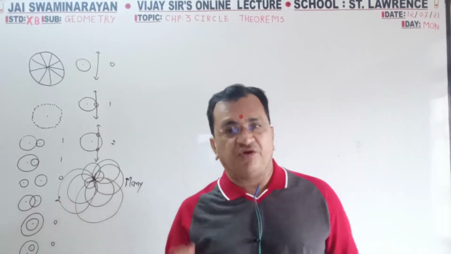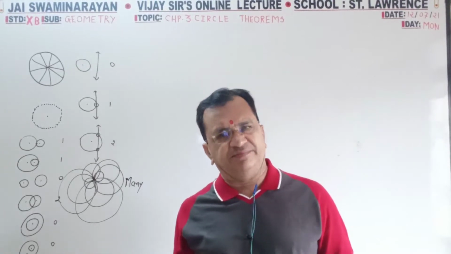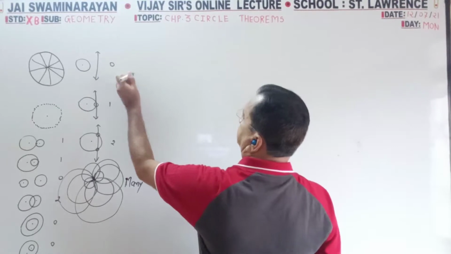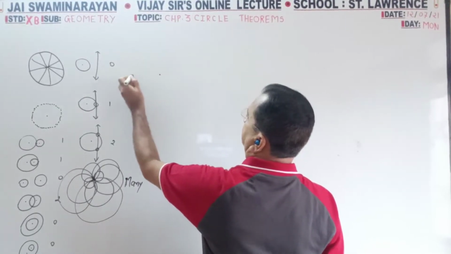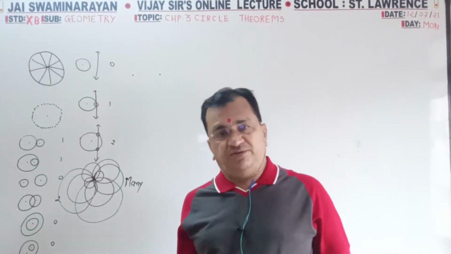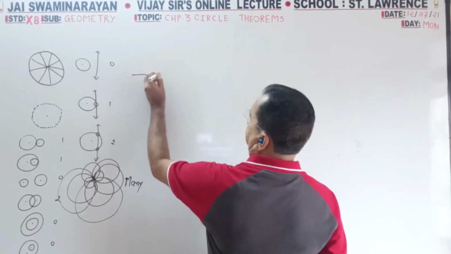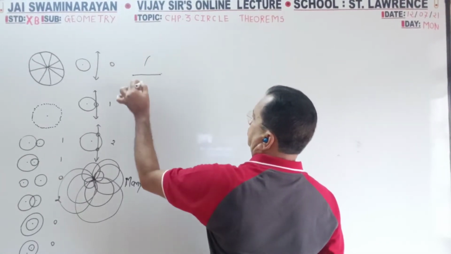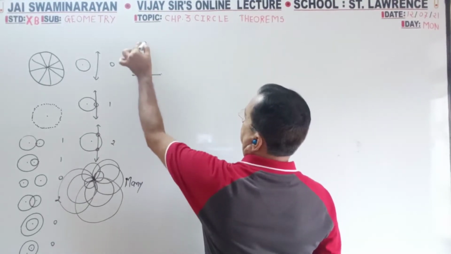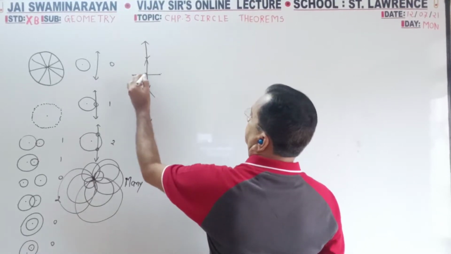From 1 point, many circles you can draw. From 2 points, this they can ask in an MCQ. So please, from 2 points, this and this, I will highlight. From 2 points, how many circles can you draw? Let's see. Just join the 2 points. From here, more than half, up and down, draw the perpendicular bisector.